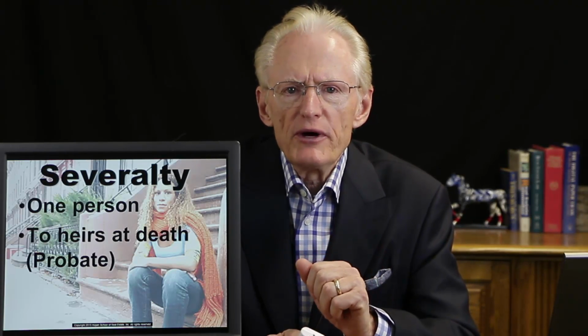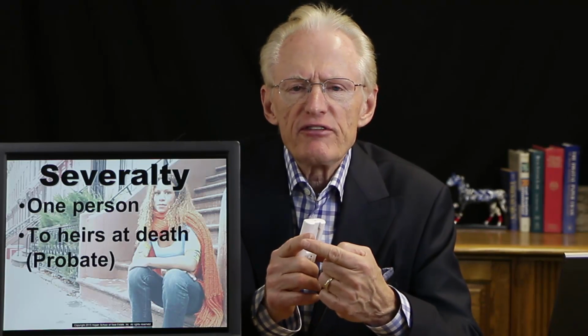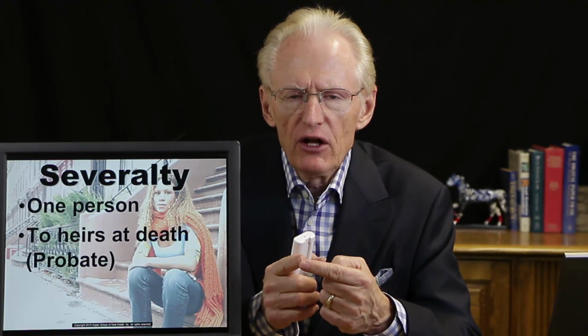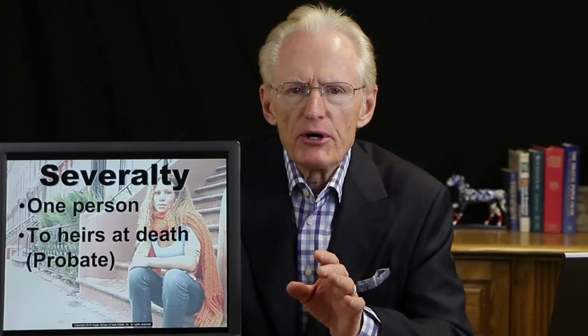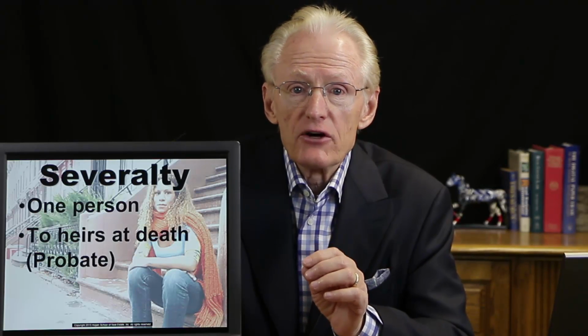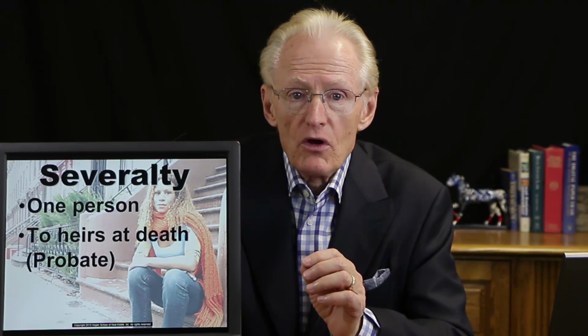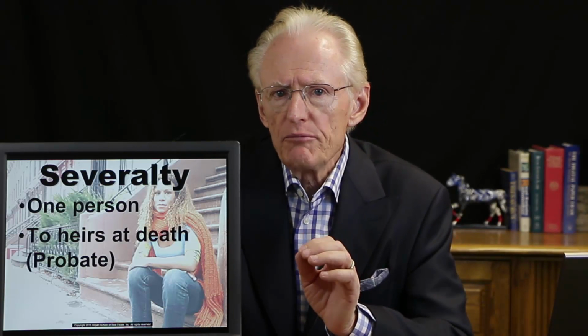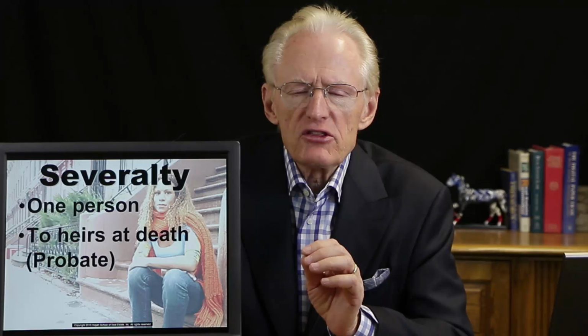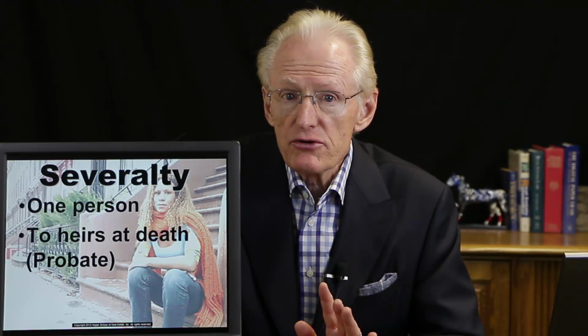So as we talked about in a previous lesson, if they have a will, the will would be followed. If they do not have a will, then the courts would appoint an administrator to make sure the property went to their heirs by law. So again, ownership in severalty is ownership by one person, and at death that person's interest goes to probate, goes to their heirs. So that's severalty ownership.